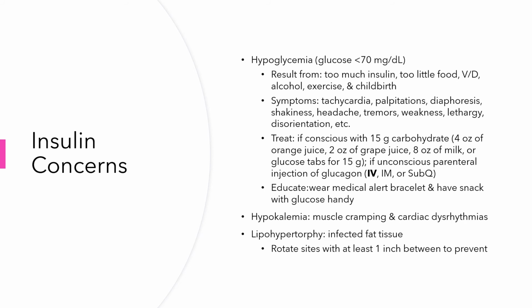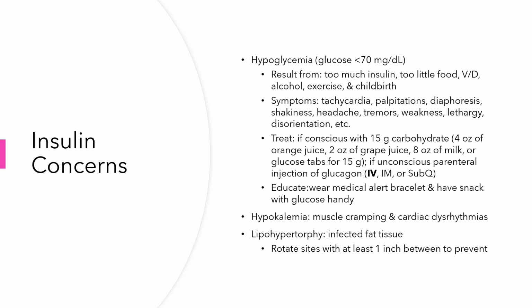If they are conscious, we can treat this hypoglycemia with 15 grams of carbohydrates. Yes, you need to know how to come up with 15 grams of carbohydrates. Here are different options. You can give them 4 ounces of orange juice, that's 15 grams. Or 2 ounces of grape juice, or 8 ounces of milk, or glucose tablets, which will need to be 15 grams total. Those are all through the oral route. They have to be conscious at this point.